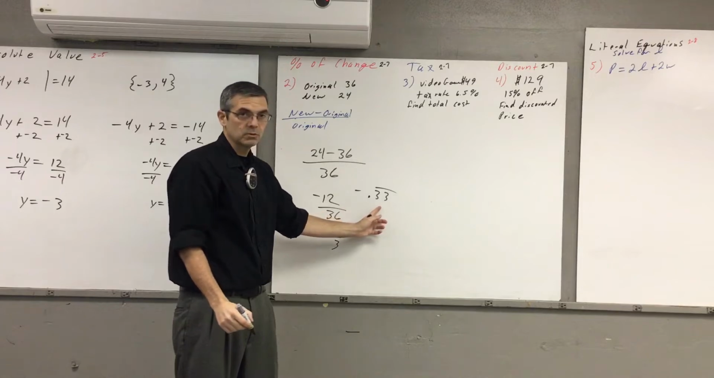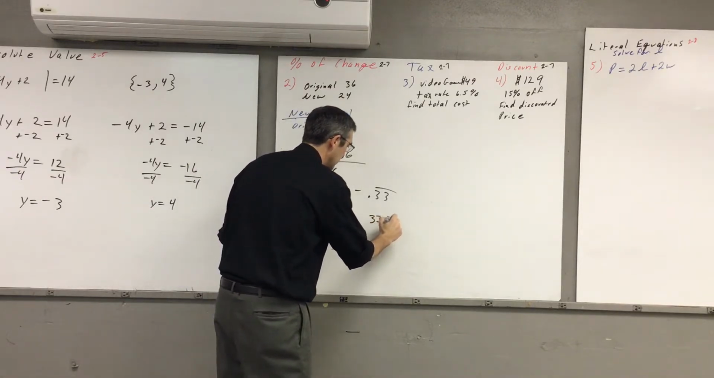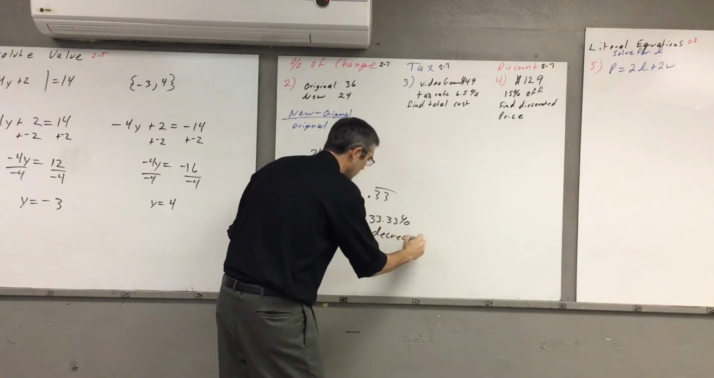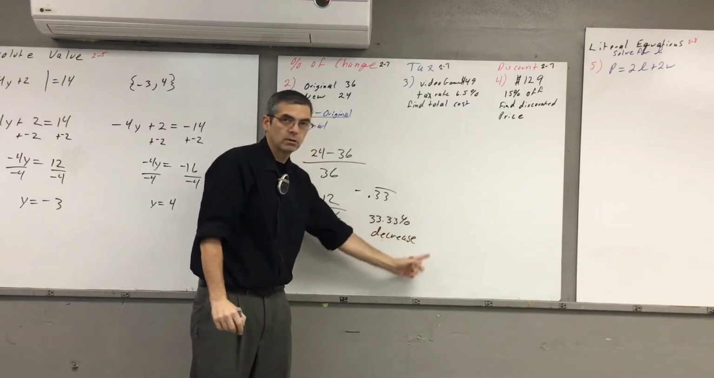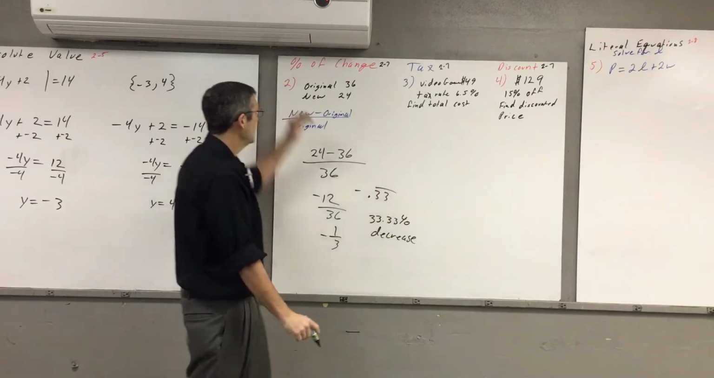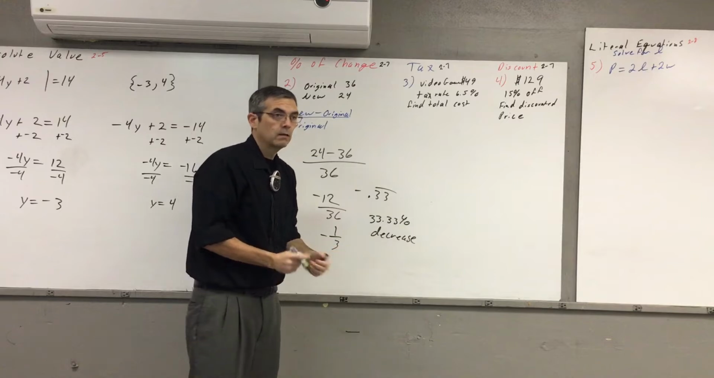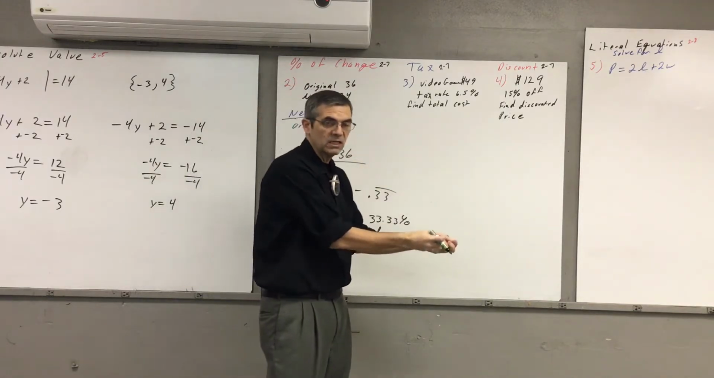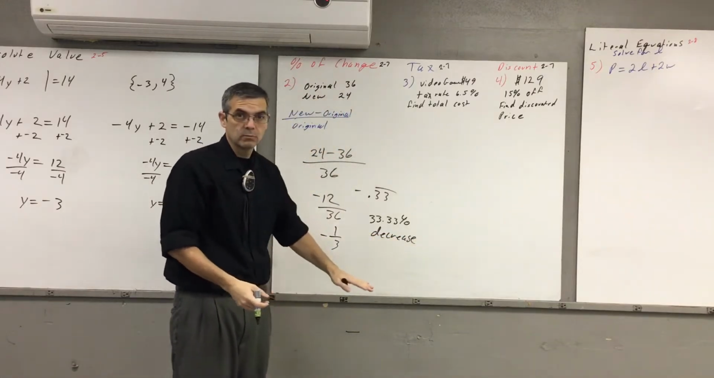But I want this as a percentage. So I've got a 33.33% decrease. That's the type of answer that they're looking for here. When they ask for what is the percentage of change, they're wanting you to say, oh, this was an increase or decrease of whatever percentage that it was. Okay? That's the way that we're looking for this.